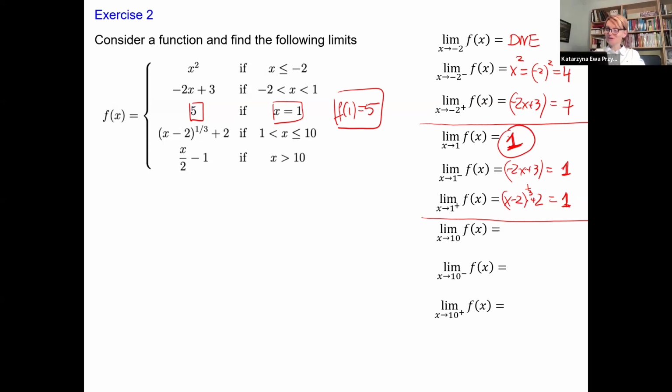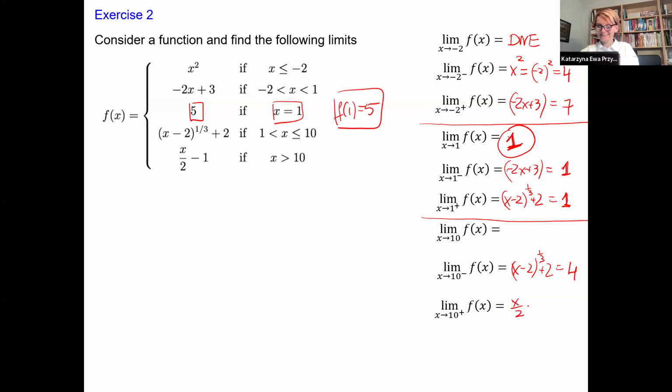Okay, and then let's look at 10. 10 from the left-hand side. Which formula will we use as x approaches 10 from the left-hand side? It is also the cube root function. Yes, thank you for typing. And what's the value? The cube root of 8 is 2, plus 2, 4. Please check my arithmetic. And then 10 from the right-hand side, we will use the last one.